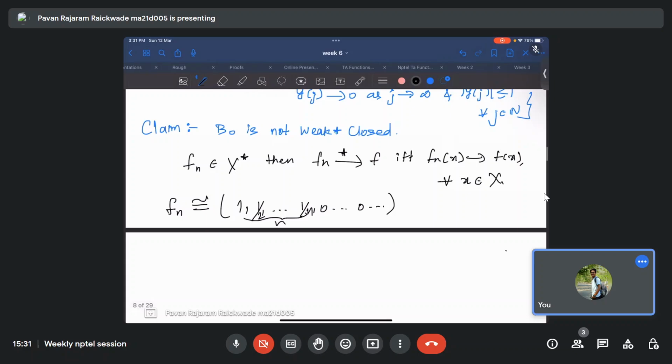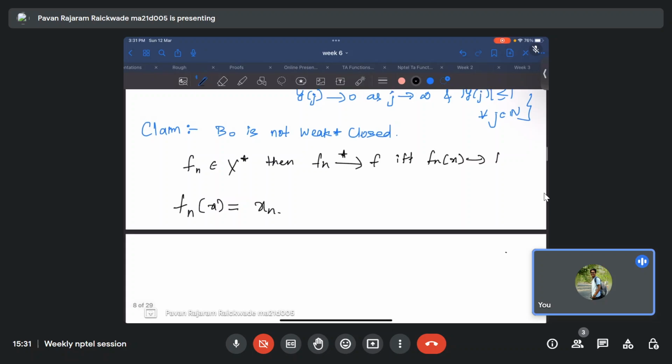This doesn't work. What I'll now think is, suppose Fn is defined like this: Fn at x equals xn. Let's see if this works. Now since x belongs to L1, Fn at x converges to 0, right, as n goes to infinity.